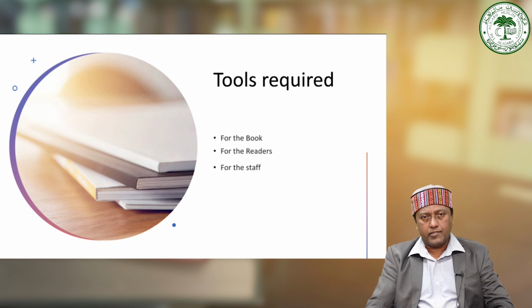Any staff who is sitting at the circulation counter also requires certain paraphernalia, and that paraphernalia will be important for the staff. Without it, the operation of the system will be a little difficult. So, what are the tools required for the books? As I told you, you can just imagine that everything will be almost the same.